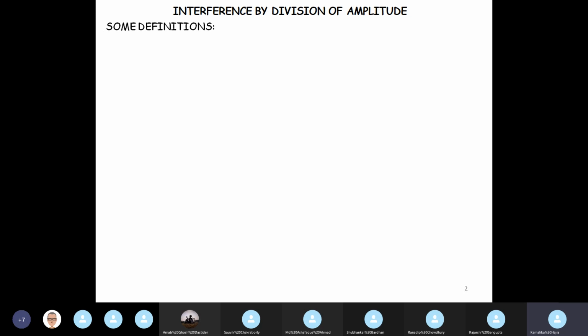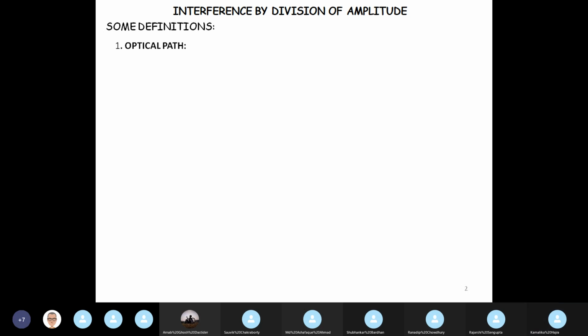Now, before we go to the actual topic, the mathematical analysis of how this happens, we have to know certain definitions. The first one of that is optical path. Now, what is optical path? You have shortly encountered this when we did a problem in Young's double slit experiment, where we had kept a transparent sheet, a thin sheet of material, in front of one of the slits of the Young's double slit setup.